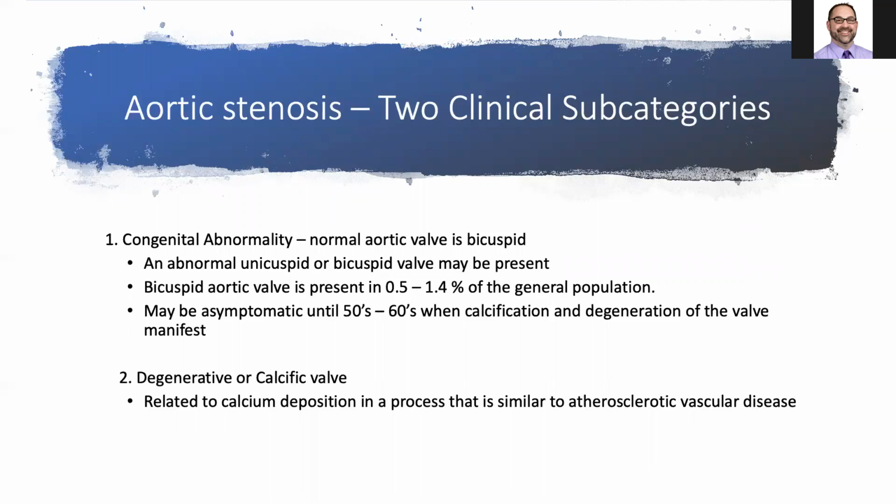Aortic stenosis, so you have a congenital abnormality or you have a calcified or degenerative valve. Congenital abnormality: an abnormal unicuspid or bicuspid valve may be present. Bicuspid aortic valves are present in about 0.5 to 1.4% of the general population. Patients are usually asymptomatic until they get into their 50s. A calcified valve is usually related to calcium deposits, similar to atherosclerotic disease, usually worse as people age.